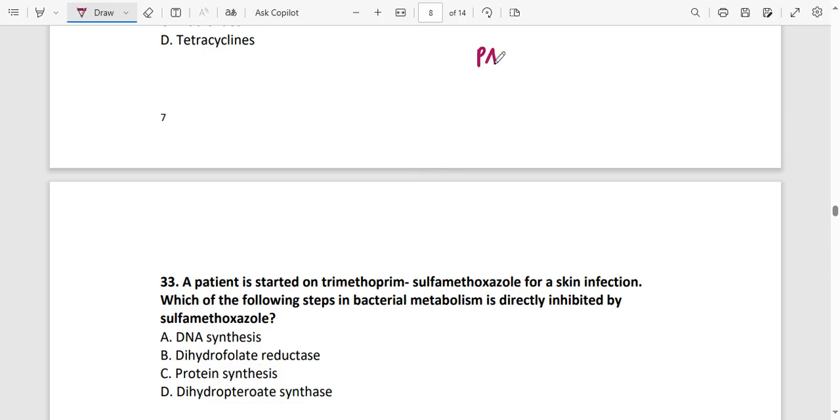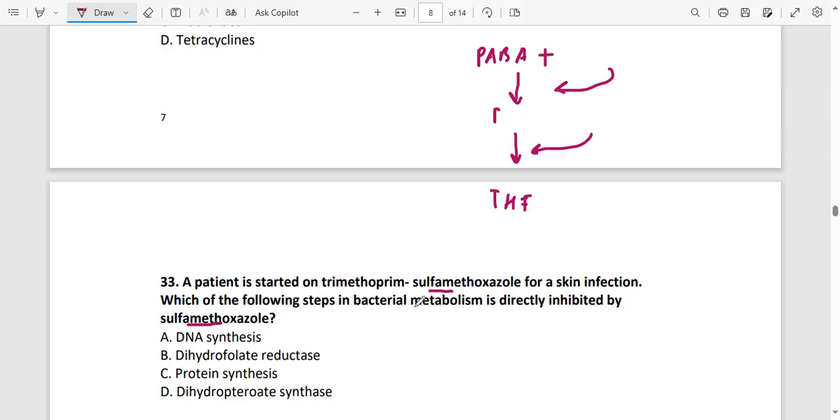Remember PABA, para-aminobenzoic acid, was reacting with something, and then you are forming something that is known as dihydropteroate using the dihydropteroate synthase. The first guy that was inhibiting that step was sulfamethoxazole. The second step was the dihydropteroate being converted into tetrahydrofolate. And what was inhibiting that was trimethoprim.